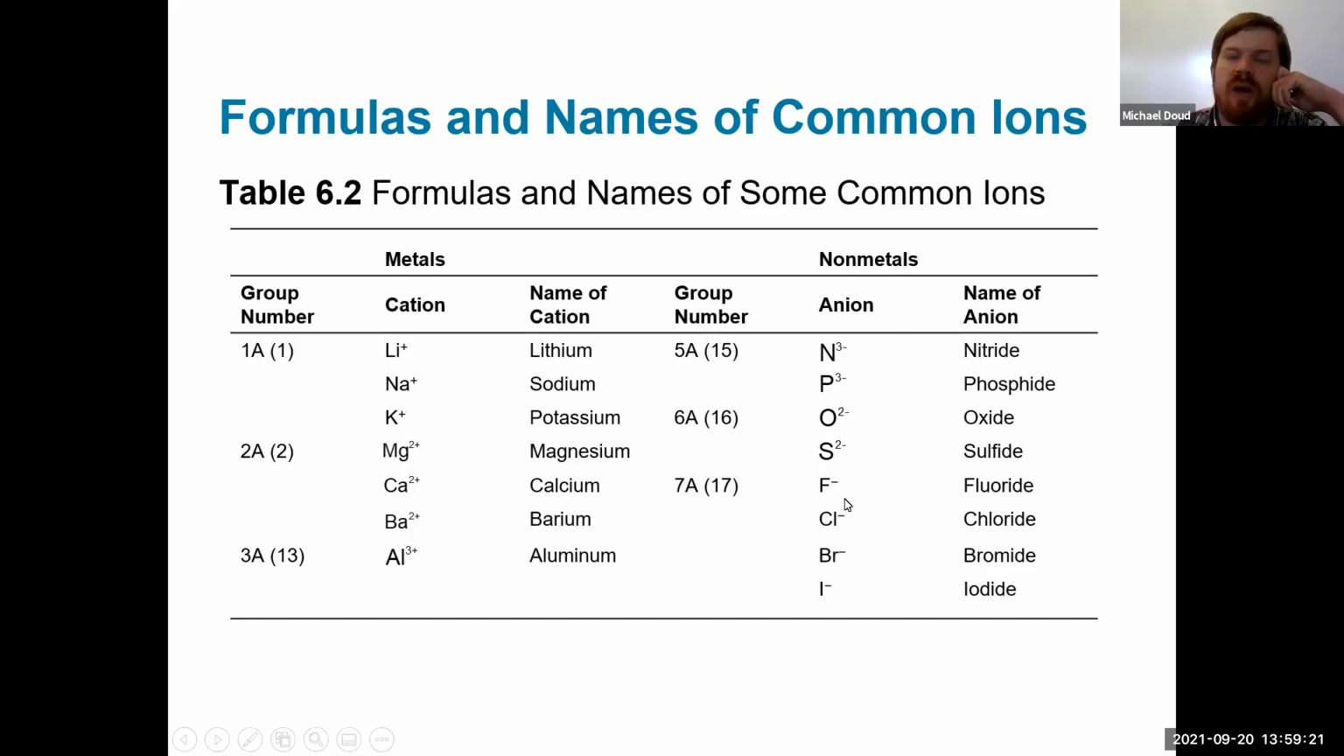All of the halogens become a -1 ion. So fluorine becomes fluoride. Chlorine becomes chloride with a -1 charge. Bromine with a -1 charge becomes bromide. And iodine with a -1 charge becomes iodide.